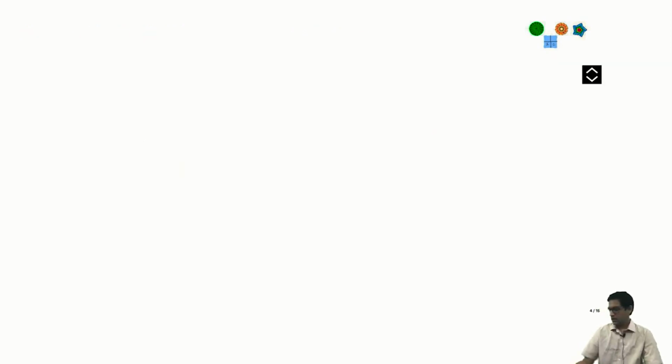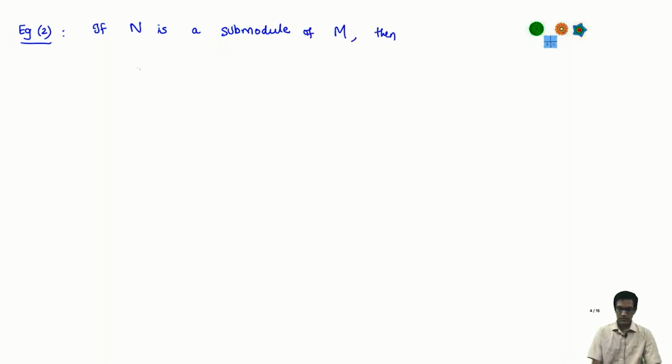Now let's look at more examples. I talked about example 1, which is that of vector spaces and linear transformations. Example 2, a general class of examples: if N is a submodule of M, then from N to M there is what's called the inclusion map, called i, which does the following: it takes each element to itself. N is after all a subset of M, so any element of N is necessarily an element of M as well. So the inclusion map is obviously a homomorphism.